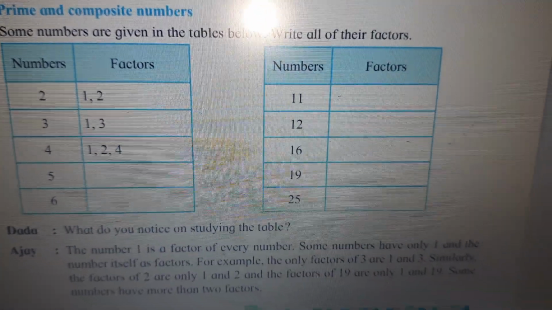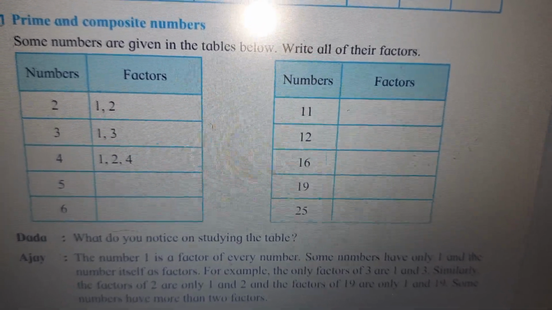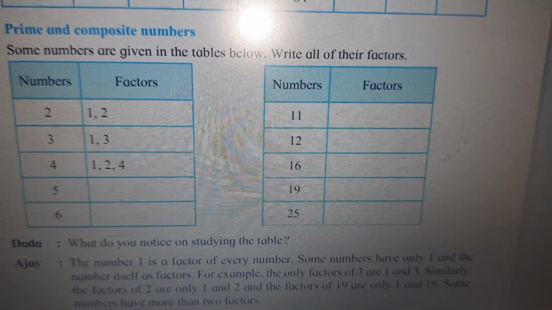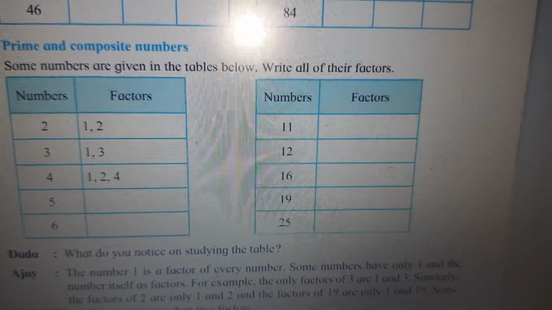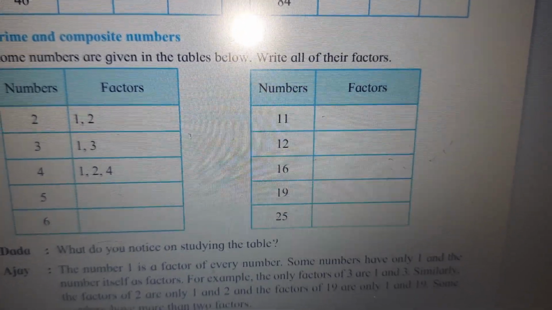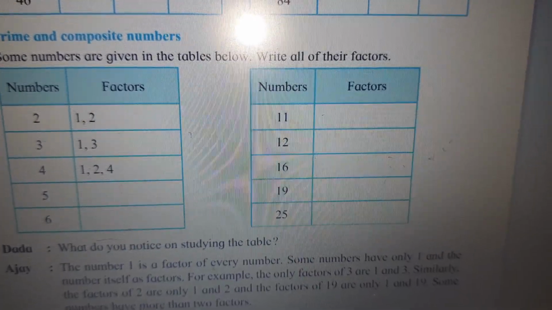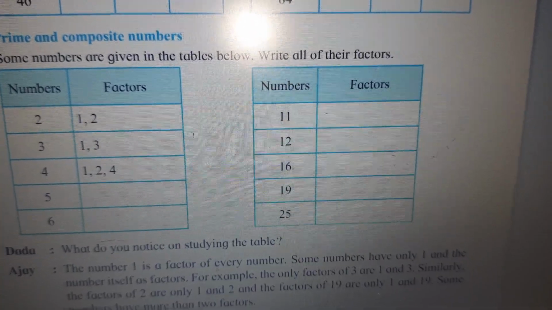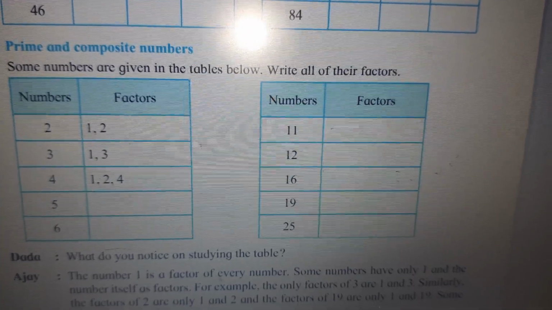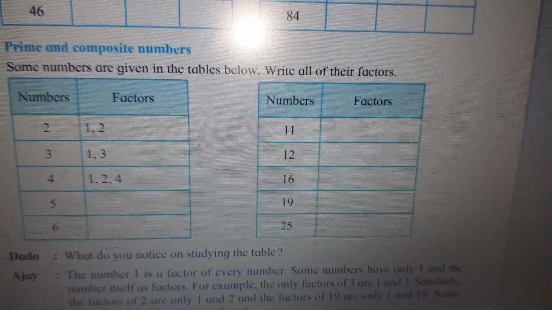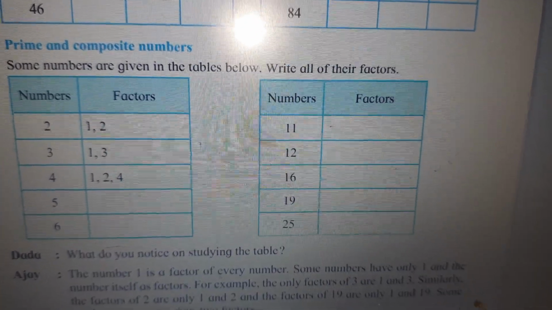12 has got many factors: 1, 2, 3, 4, 6 and 12. Right? Did I miss out anything? No. 16 also has got many factors: 1, 2, 4, 8 and 16. 19 has got only 1 and itself, that is 1 and 19. 25: 1, 5 and 25. Okay. So you will fill up these boxes, children.